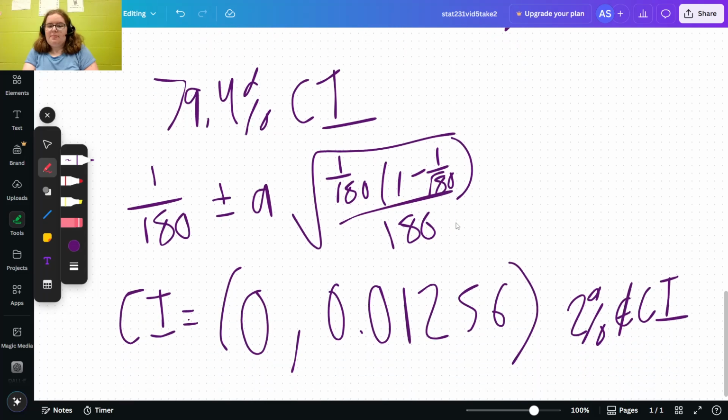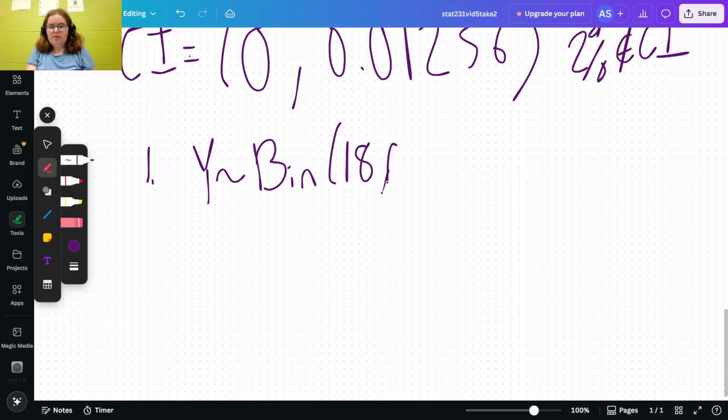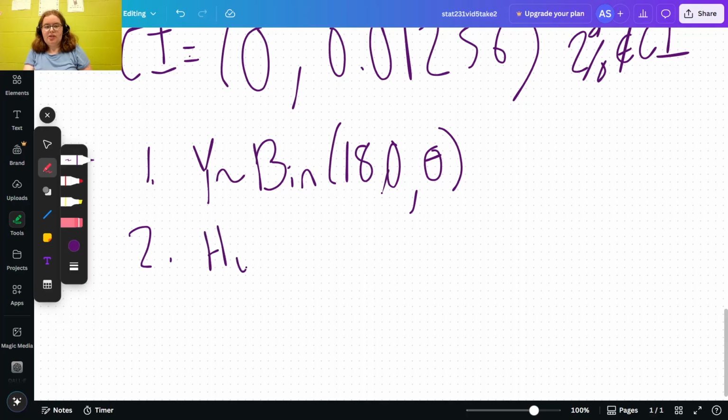So let's use our 5 steps. First, we want to define our model. Well, our model is just going to be y is binomial with 180 trials, and we have our theta. Number 2 is going to be our hypothesis, so H naught.